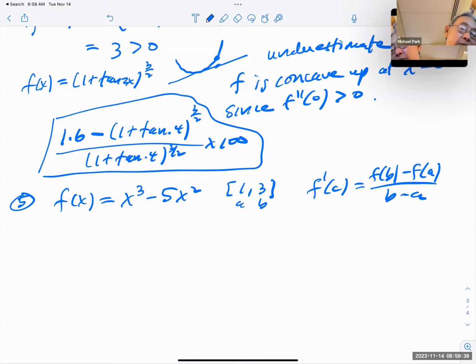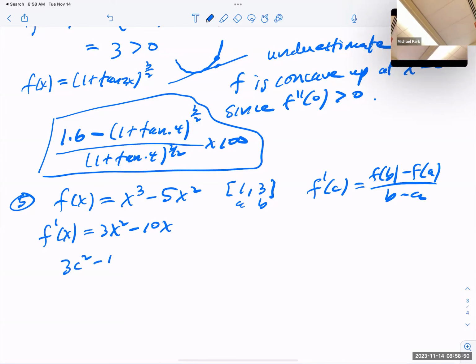So first of all, we need to compute the derivative. So that would be 3x squared minus 10x. So f prime of c means plug in c, so 3c squared minus 10c. Now, you don't really have to plug in c. You can just use the x's, right? As long as you know what's going on.